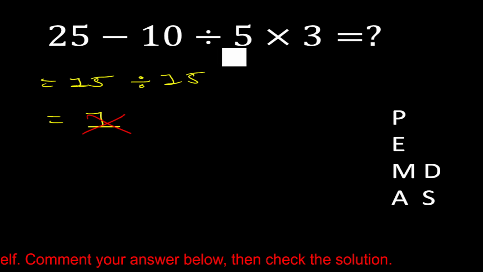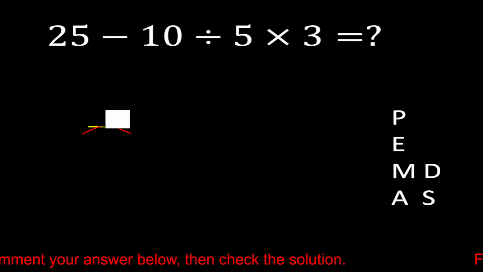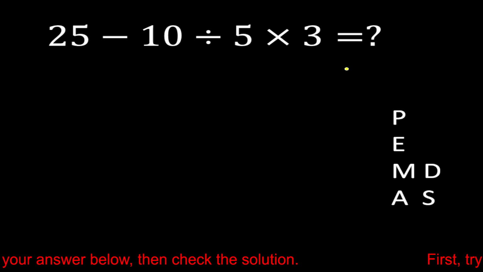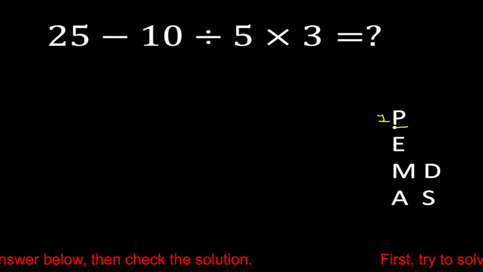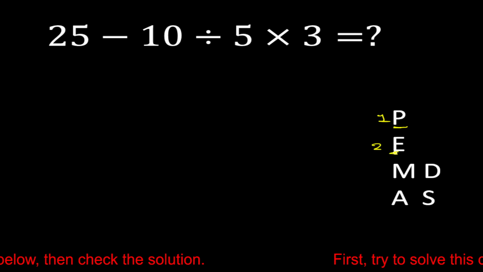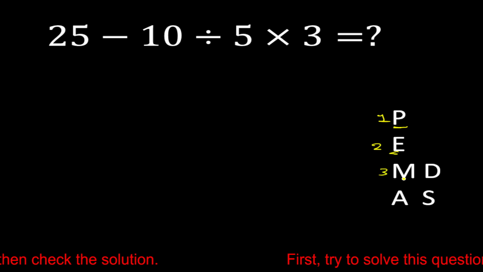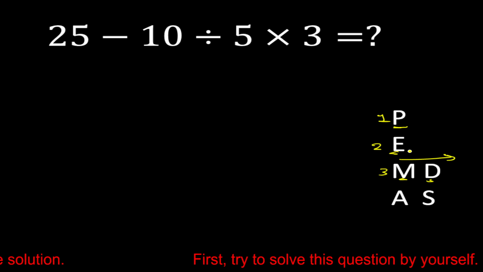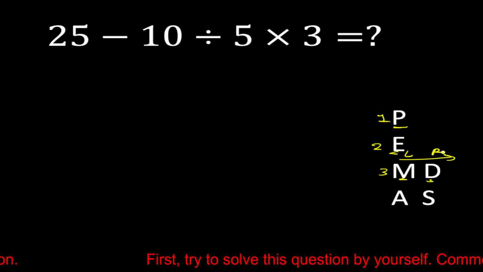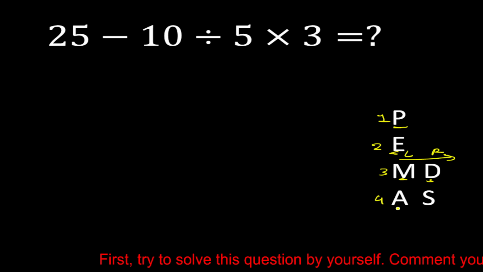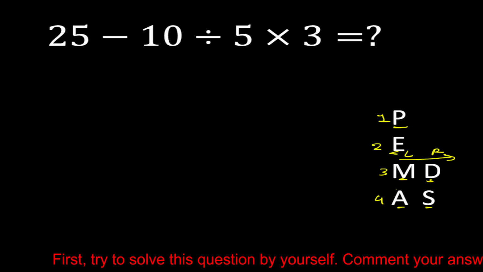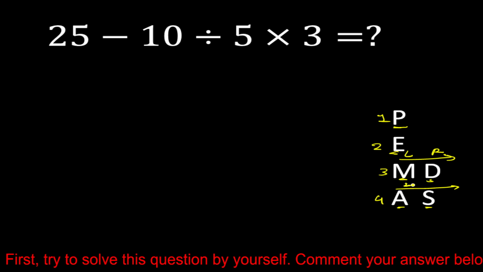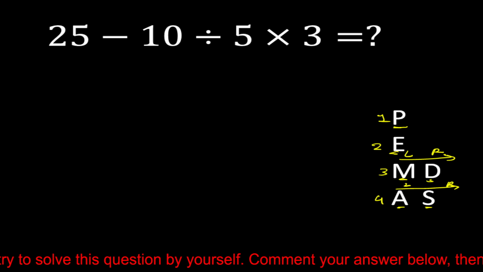So now let's solve this problem correctly by using the PEMDAS rule. According to the PEMDAS rule, first priority is parentheses, then second priority is exponents, then third priority is multiplication and division. And here multiplication and division both have equal priority, so we have to solve it from left to right. Then fourth and last priority is addition and subtraction. Also addition and subtraction both have equal priority, so we have to solve it from left to right.